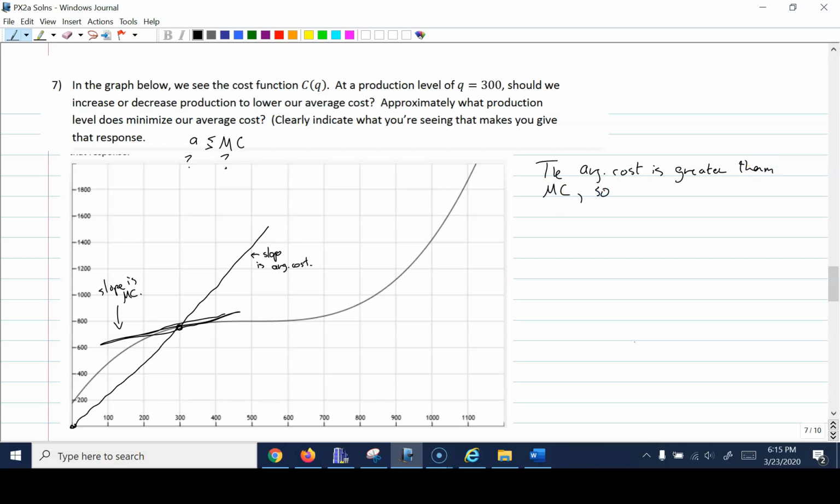So what does this mean? It means the marginal cost of the next item we produce is less than the cost of the items we have already produced. The next one is cheaper than the ones we've made, so the next one is a good deal. So we should increase production to lower average costs.